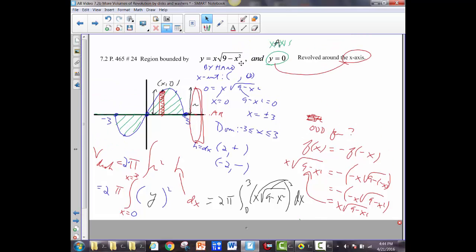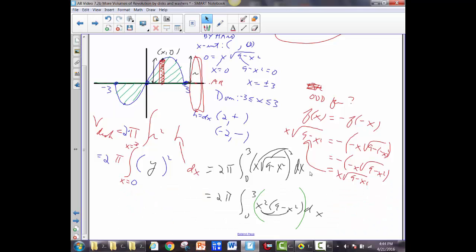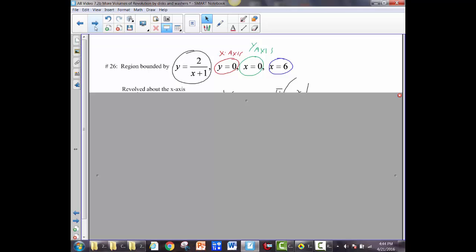So I go back, and what was y equal to? Replace y by x, square root of 9 minus x squared. Okay? Etc., etc. And of course I could square each one and get x squared times 9 minus x squared. Actually pretty simple to integrate.